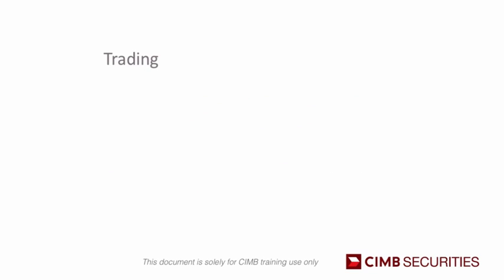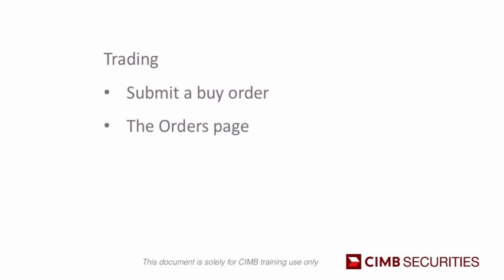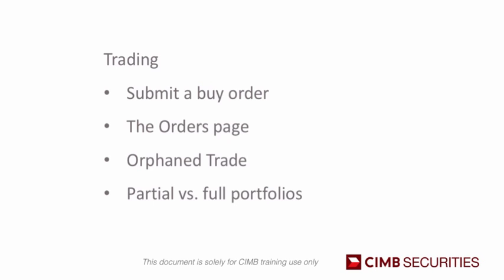Welcome back. In this video, I explain how you can buy a tip and review your instructions on the orders page. Bear in mind that this session introduces a buy order in a traditional sense. The short selling piece will come in a later video. I will show you orphan trades and how we can accommodate small orders using partial portfolios, which is useful in markets with large board lots.